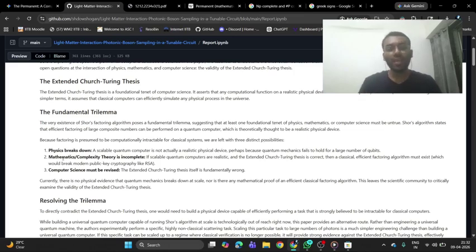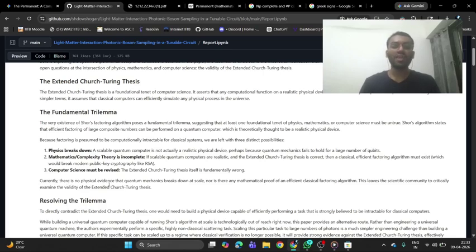The second one being the mathematical theory is incomplete. If scalable quantum computers are realistic and the extended Church-Turing thesis is correct, then a classical efficient factoring algorithm must exist. The third being the computer science must be revised. The extended Church-Turing thesis itself is fundamentally wrong.